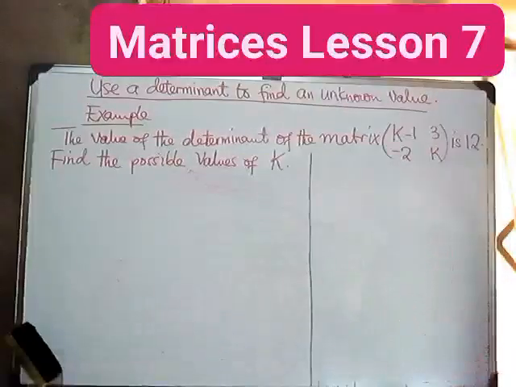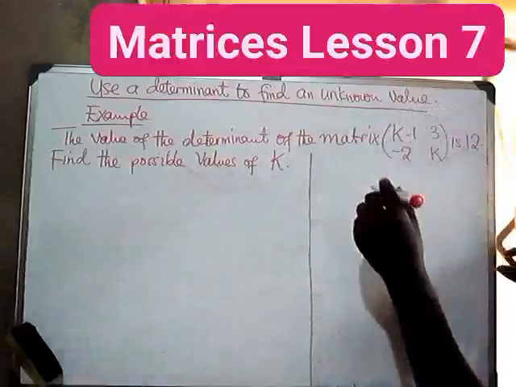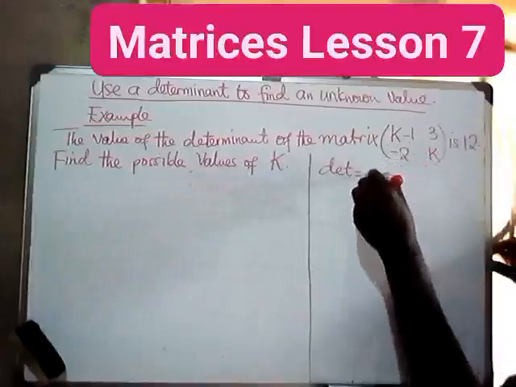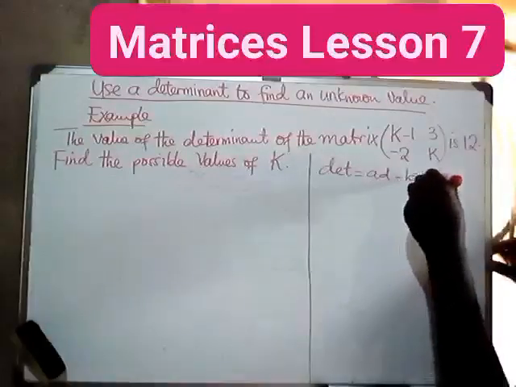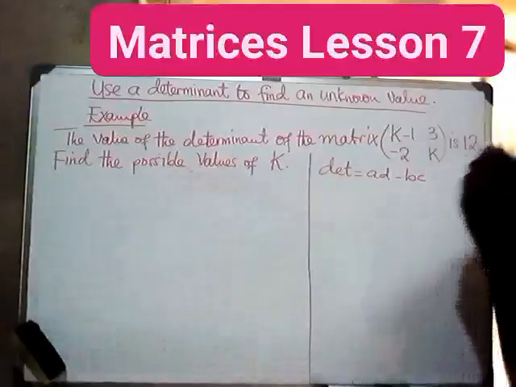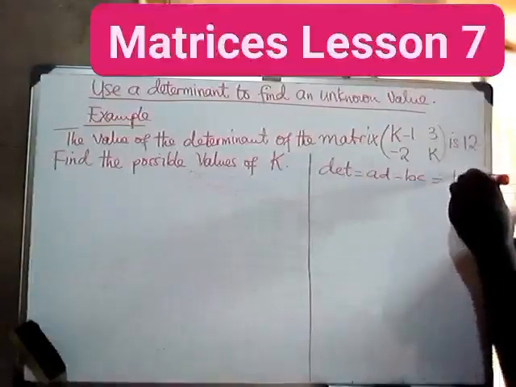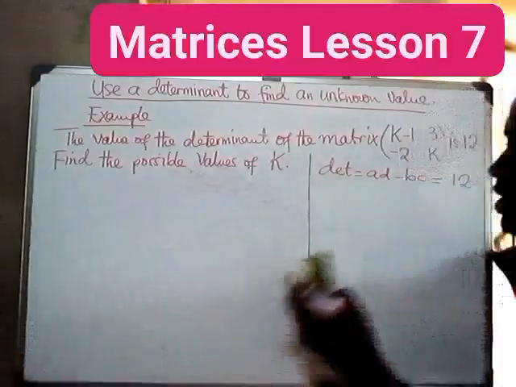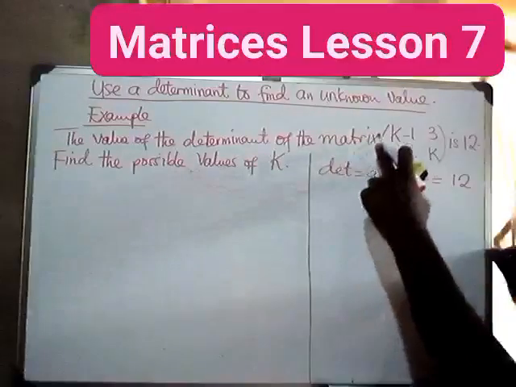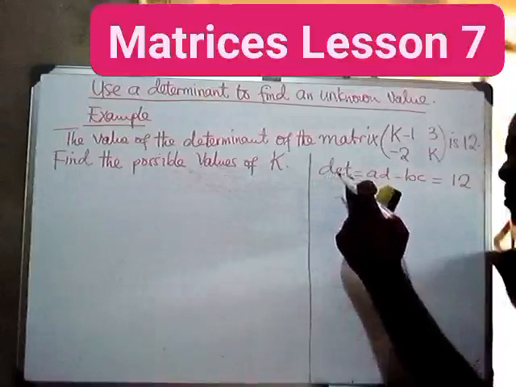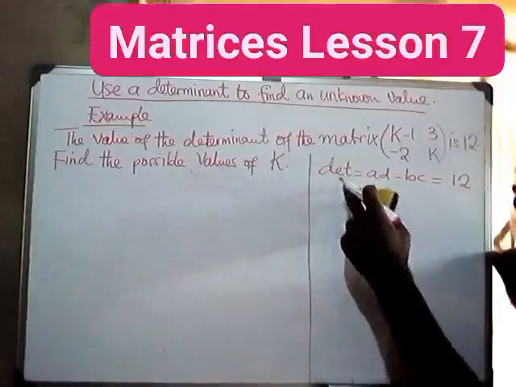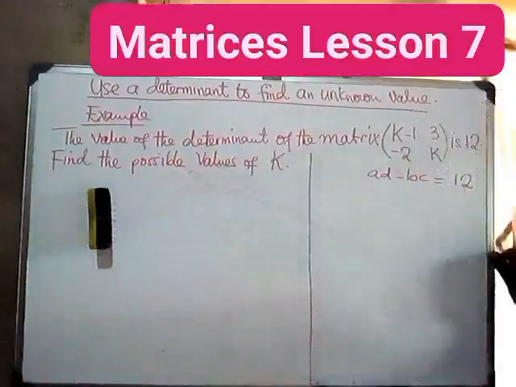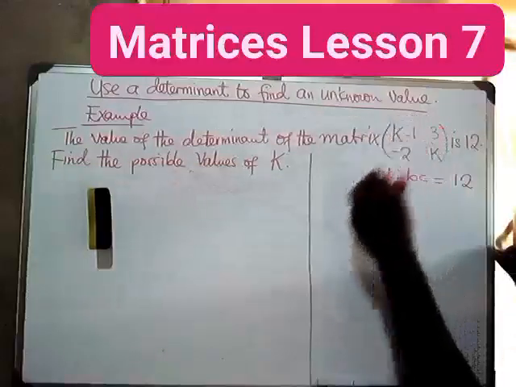So let's see how we can answer this. We know that the determinant of that matrix is AD minus BC. But in this case, the answer has been given already as 12. So the determinant has been found already as 12. If this matrix was matrix P, we would have written the determinant of P equals 12. So this is the same, because you can't have 2 equal signs at the same time. So what is our A in this case?